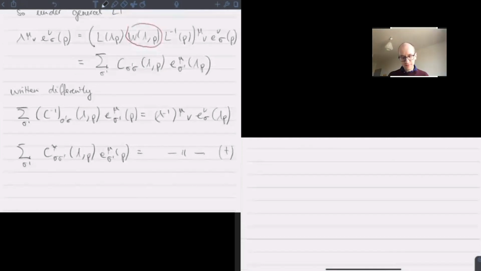Okay, so now let's do this. For the remaining time, or maybe I'll have a little bit more time, let us look at what this now means for the field operator. So back to the field operator.